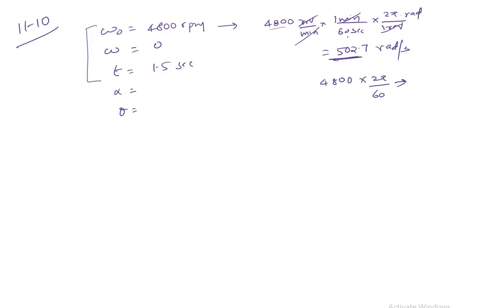All right, so we need to find the acceleration. It is final velocity 0 minus initial velocity 502.7, divided by time 1.5. So that comes down to negative 335.1 radians per second squared.